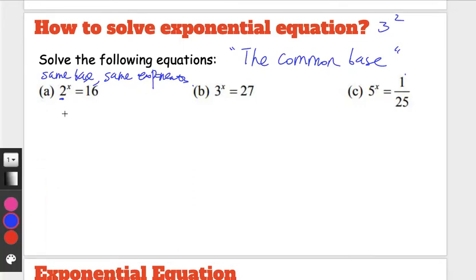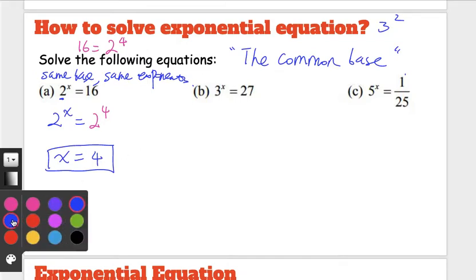Okay, now let's check. I have the base as 2, 2 to the x power. Since I want to change it to the same base, I'm going to see what the connection is between 16 and 2. As we all know, 16, I'm going to use a different color, 16 is 2 to the fourth power. 2 times 2 times 2 times 2 is 16. So now, as you can see, we have the same base, so x must be 4. That's it. It seems pretty easy, right? So the idea is we are going to use common base.